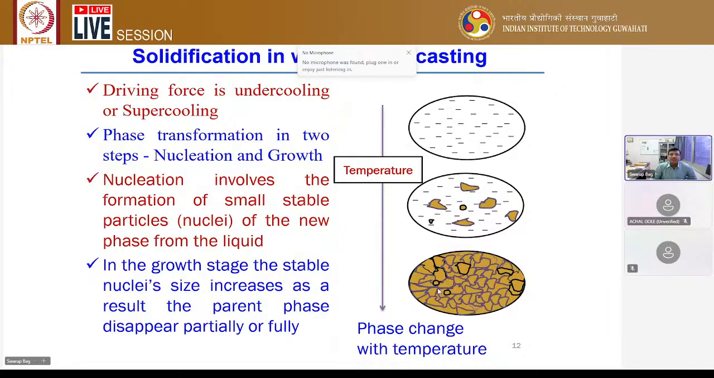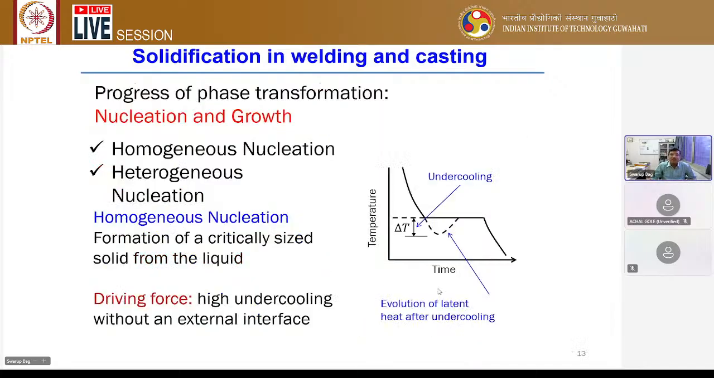In this case, the driving force for homogeneous nucleation is undercooling. The phase transformation happens in different steps. First nucleation happens, then it follows the growth stage. Nucleation involves very small stable particles of the new phase that form from the liquid phase, and they finally grow until the liquid phase completely disappears and is completely converted to the solid phase. This is how we can understand the solidification process.